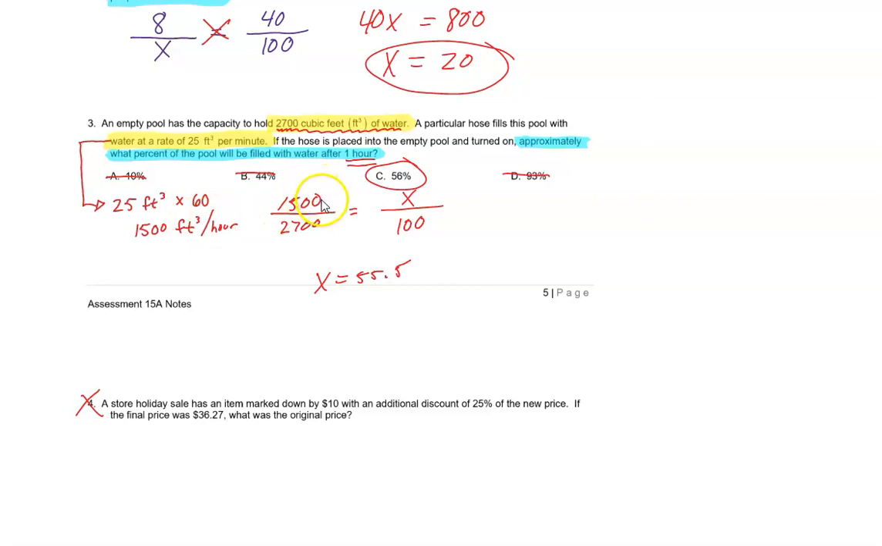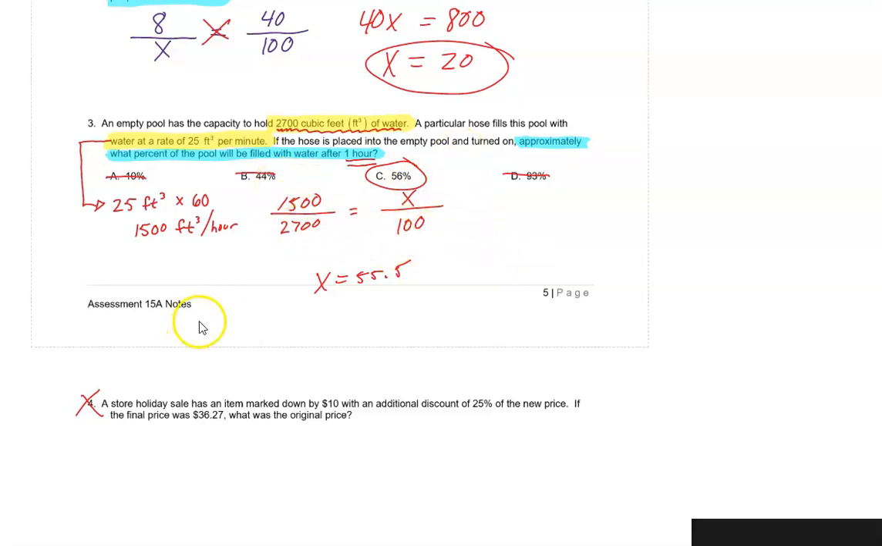So now when I go to my is over of, the question wants to know what percent. So that's why I have the x here, because I always say percent goes over 100, and I don't know it, so it's x over 100. We know that 1 hour represents 1,500 gallons, or cubic feet of water, as I just did my math work over here. 2,700 represents 100% of the pool if it was filled. So each of these numbers has a specific purpose and a place.